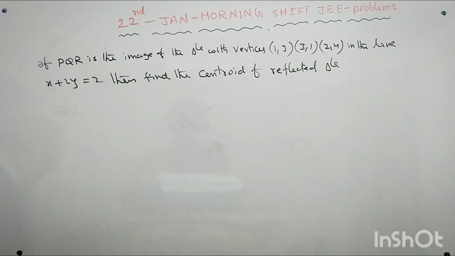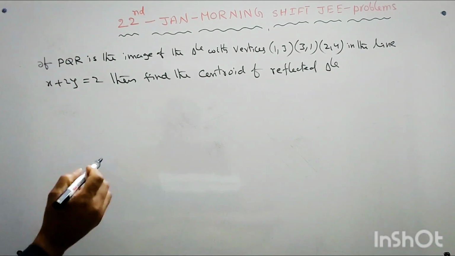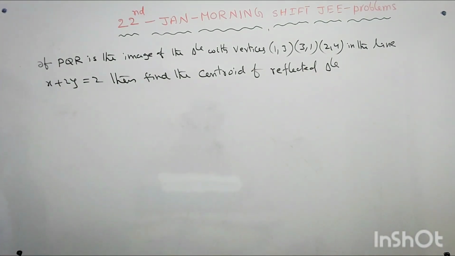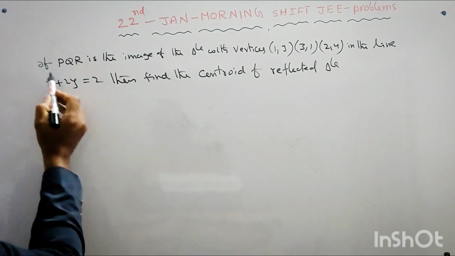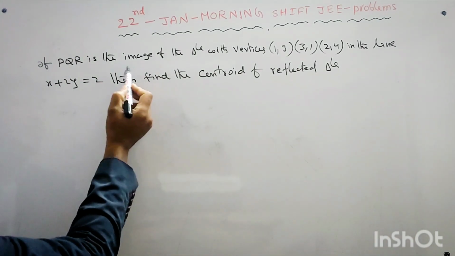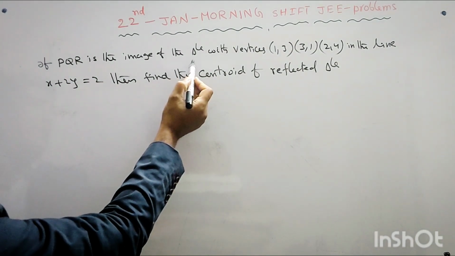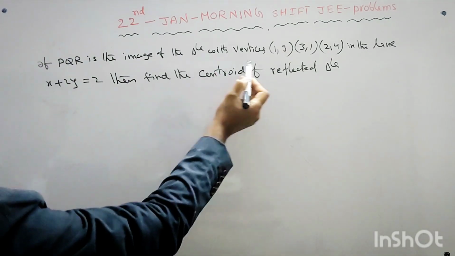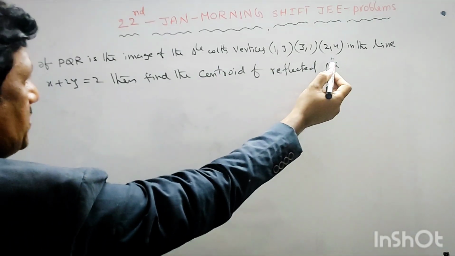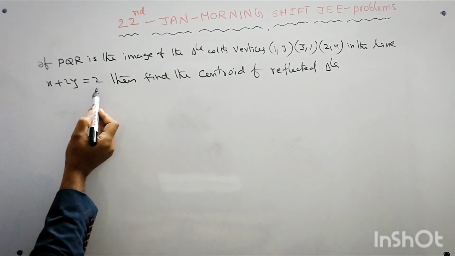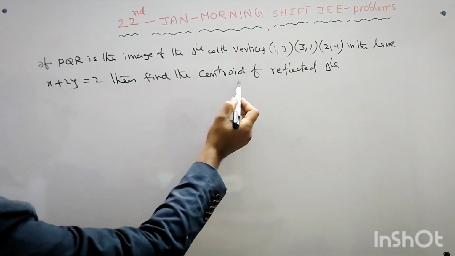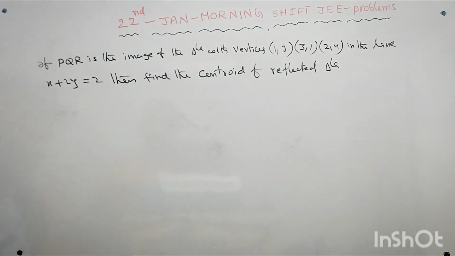See students, now you are seeing one problem on the board. The question is: if PQR is the image of the triangle, and the triangle's three vertices are given, along with a line, then find the centroid of the reflected triangle. Find the centroid of the reflected triangle.